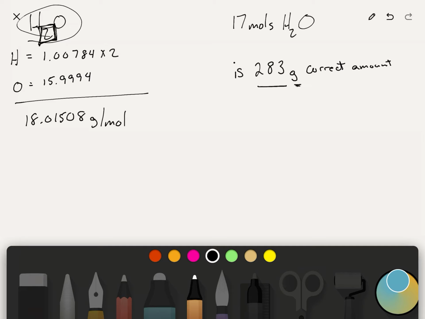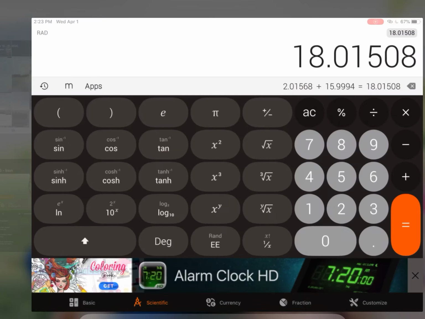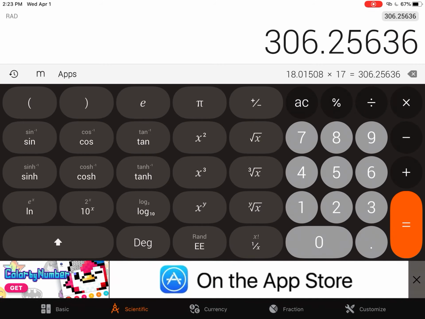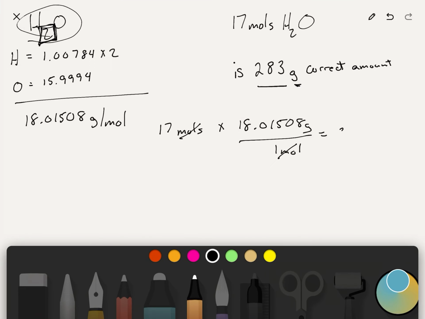So now the problem's simple. We want to find out how many grams, so we're going to multiply 17 moles times 18.01508 grams over every 1 mole. Our moles will cancel out, and 17 times our previous answer is 306.256. 306.256 grams of water is what I requested.